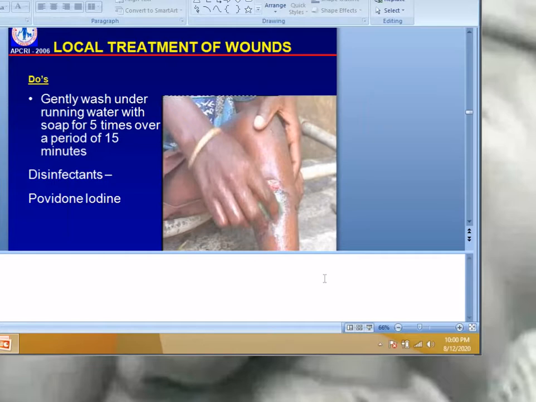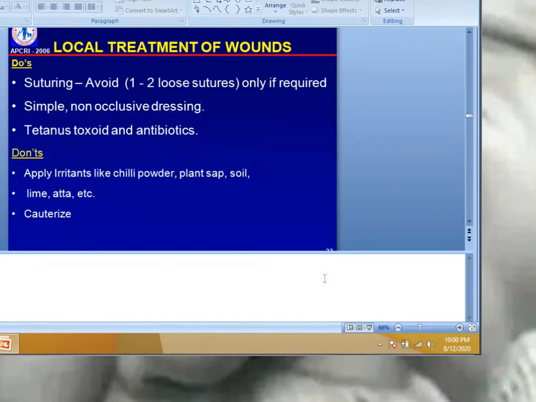If you see the local treatment of the wounds, what to do? In the examination, you may be asked about the local treatment of a wound from a rabid dog bite. Gently wash under running water with soap, 5 times over a period of 15 minutes. If disinfectants are available, you can use povidone iodine. And suturing should be avoided.